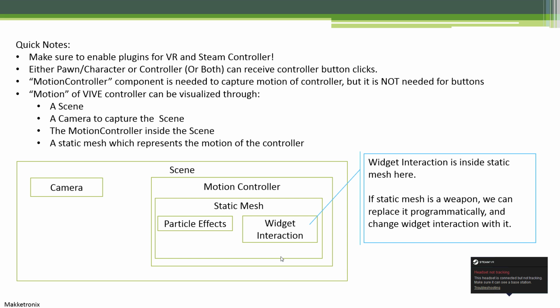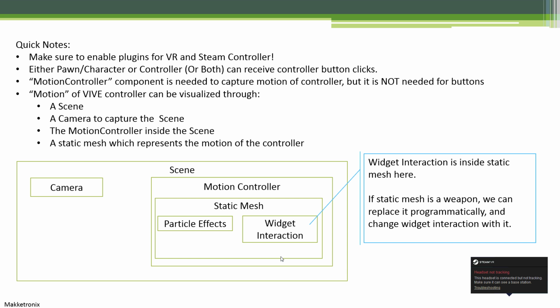Now, the motion controller component is needed to capture the motion of the controller. There is something called motion controller, like there is something called actor. It's not needed for buttons. You need that to capture the motion in 3D space. For buttons, you can set up specific triggers just like you do with your mouse.